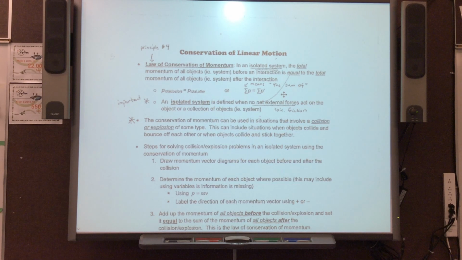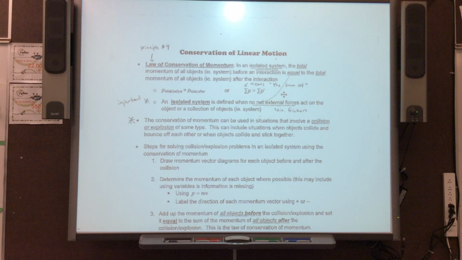Okay, so this is starting with the theory of where we're going with momentum and impulse. We're going to eventually look at 2D collisions, but you need some theory behind it. So we look at the law of conservation of momentum. You'll see here that it says in an isolated system.